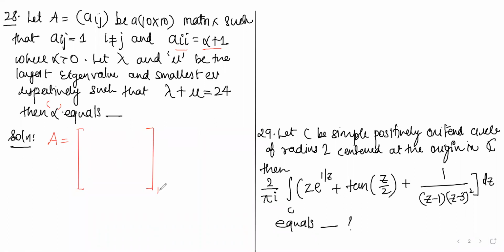Yeah, so it's a 10 by 10 matrix, and we see that everywhere it is 1 except this principal diagonal. So the principal diagonal is alpha plus 1. Let me write down all the principal diagonal entries as alpha plus 1, while the rest of them are 1, 10 times. The rest of all these entries are just 1. So we need to find the eigenvalues for this matrix.